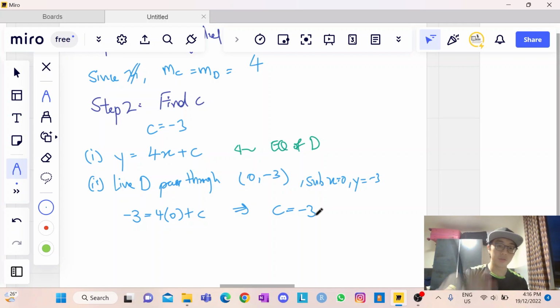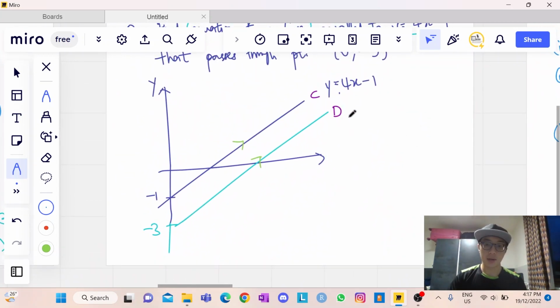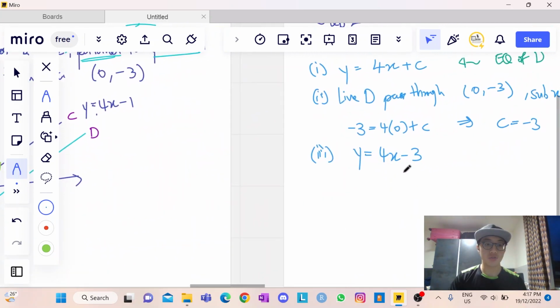So I can modify the question such that the line passes through 1 and negative 3. In this case, negative 3 is no longer the y-intercept. So you need to sub 1 and negative 3 here, and you will get c equals negative 7. So it will be a totally different equation. But for this case, let's follow this one. Number 3, you get the answer y equals 4x minus 3. Easy. So this means that this line D right here is y equals 4x minus 3.